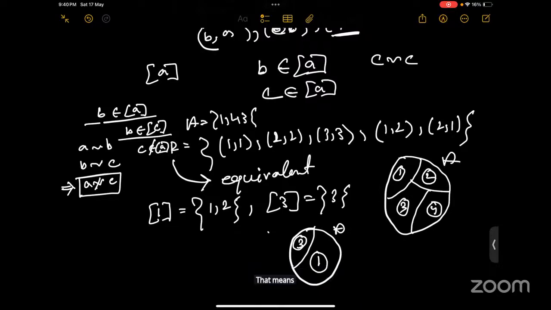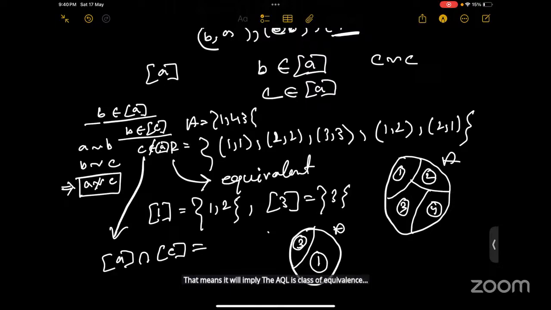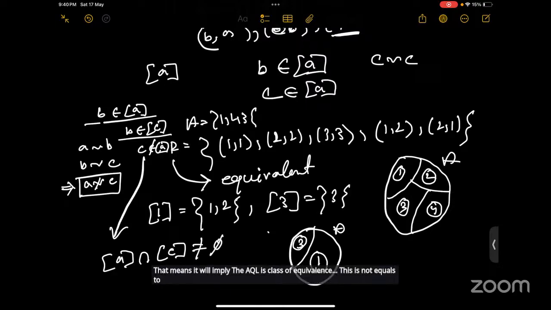That means the intersection of the equivalence classes of A and C is not empty. Got it? But they are not the same, because C belongs to the equivalence class of C, but C does not belong to the equivalence class of A. So it is somehow not maintaining the condition of partition, right? That means the intersection is not empty because B belongs to both of them, and they are not identical either.